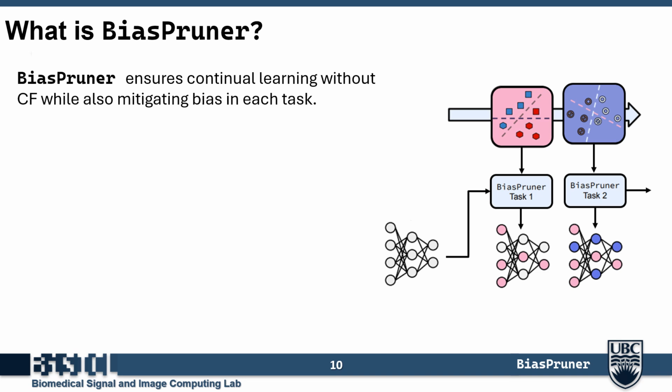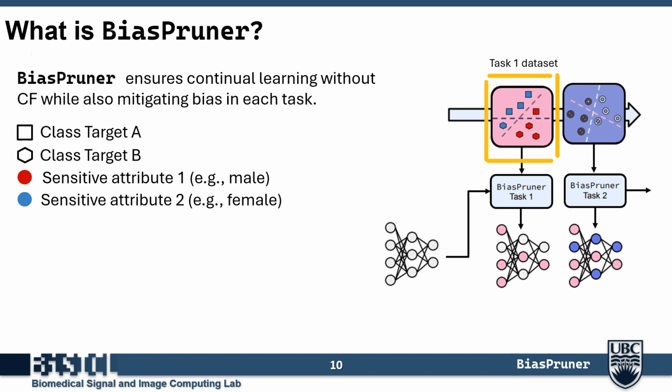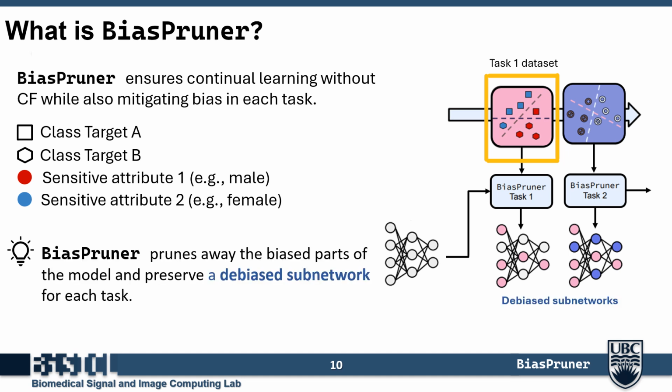Now let's take a look at an example where we have a network learning from a task 1 dataset. In this dataset, we have two target classes, each with an imbalanced number of males and females. With BiasPruner, it's going to learn the classification task by pruning away the biased parts of the model, and the result would be a task-specific subnetwork that is debiased and only dedicated to the task.